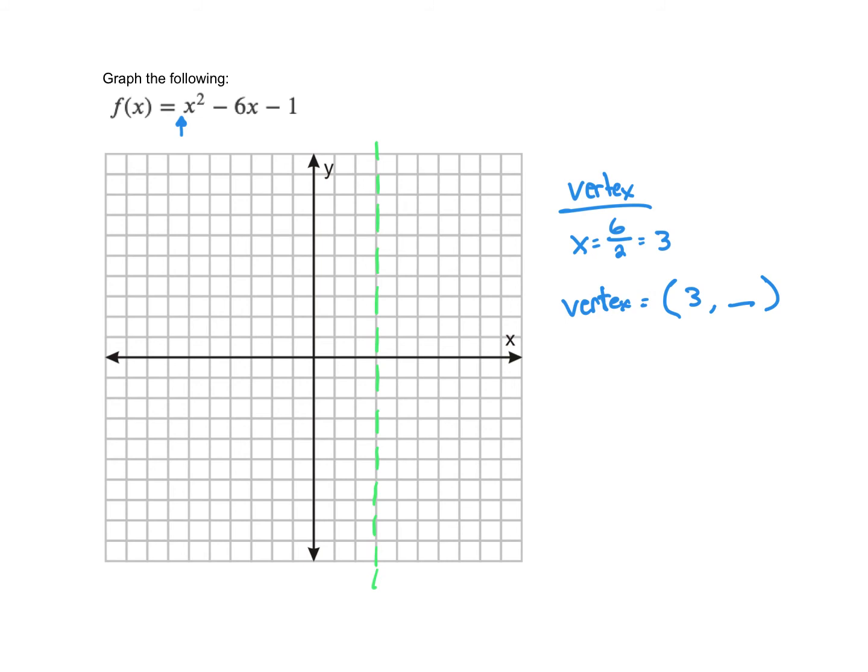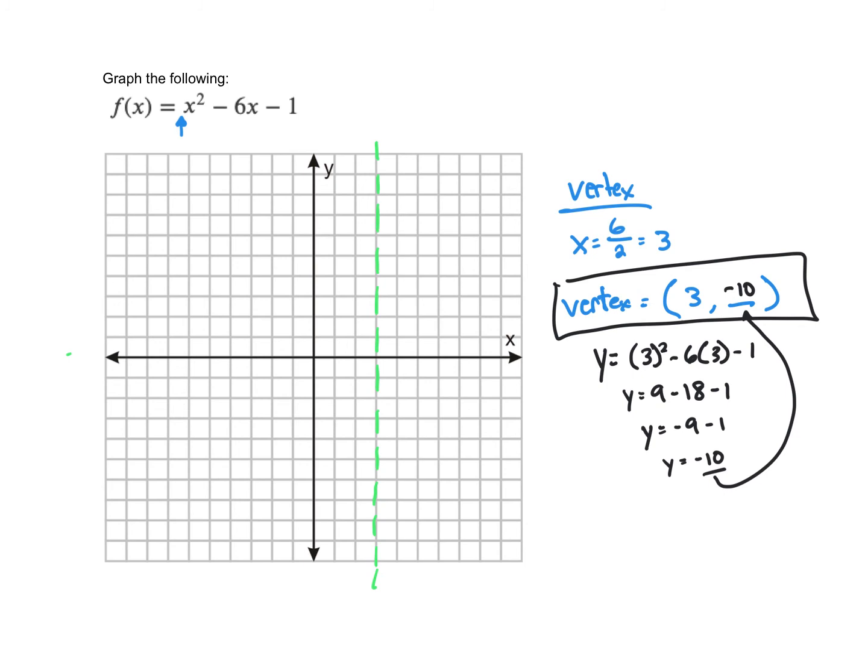All right, so let's try this. Let's go Y equals 3 squared minus 6 times 3 minus 1. So Y equals 9 minus 18 minus 1. Y equals negative 9 minus 1, and Y equals negative 10. All right, we just found the Y value of our vertex, negative 10. So now we got our entire vertex point. So I'm gonna go 3, negative 10. I'm gonna put a big old dot right there, and we'll name that as our vertex.